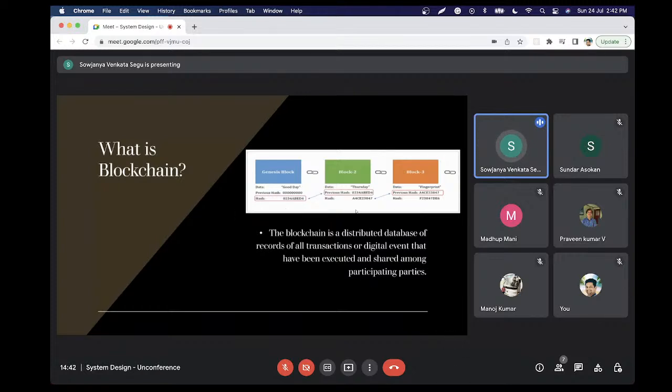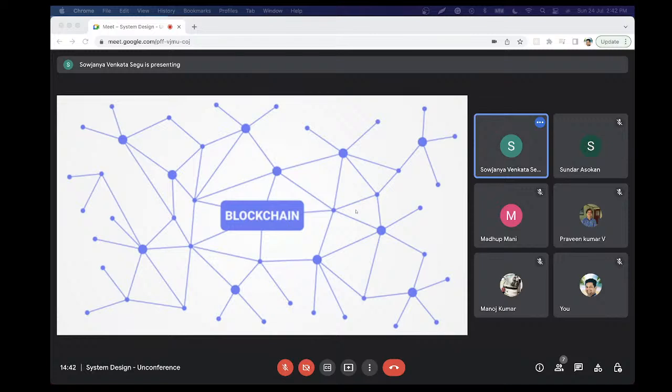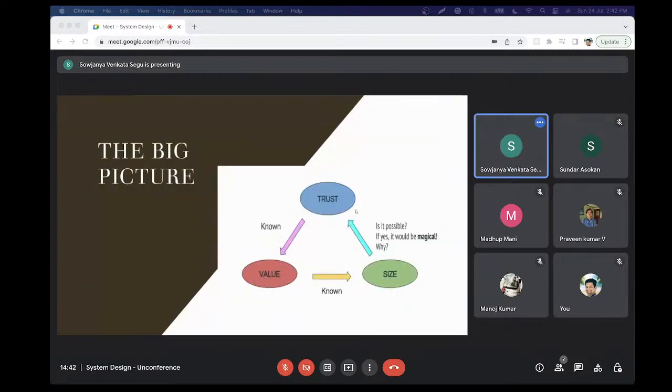When the data is shared among multiple parties, unless all the parties are corrupted, or at least a majority of the participants are corrupted, no one can change it. We will look into it in detail as we move forward.